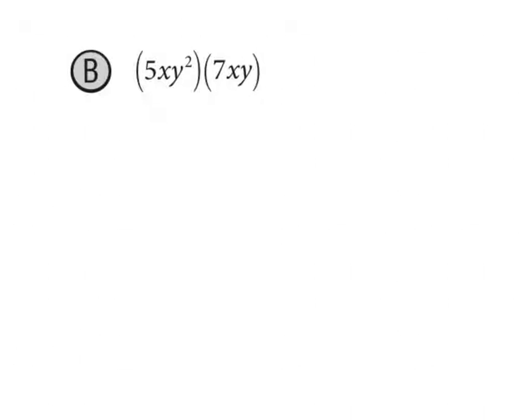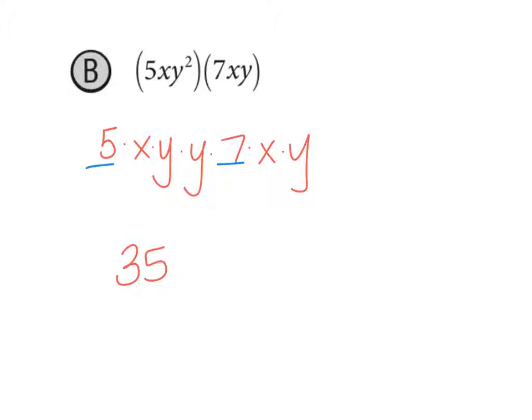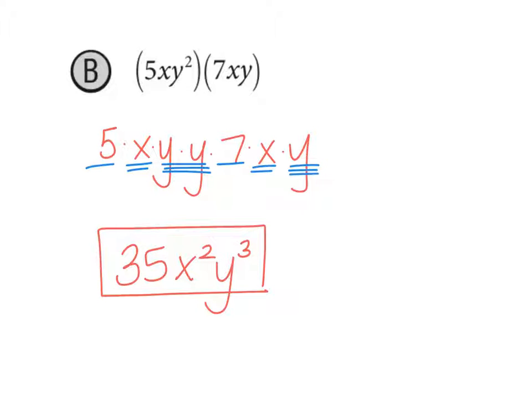Example B here is very similar. When in doubt, I'll expand it out. Times y times 7 times x times y. Group my similar things together. So 5 times 7 is going to give me 35. I have 1 x, 2 x's, so x squared. And then 1, 2, 3 y's, so y to the third. If you have any questions, you need to write them down or put a little star in your notes to ask about this specific example in class tomorrow.